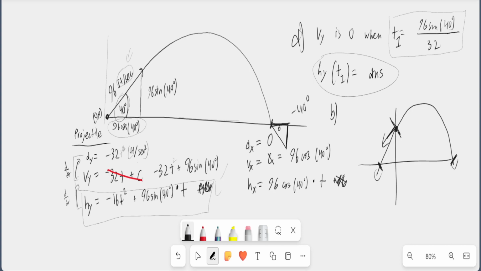Wait, so how do you know that equals negative 40? Okay, let me first explain what I'm about to explain, and then I'm going to go back to that. Is that okay? So, let's just say we get negative 40 degrees. You can do tangent inverse as well, and you'll get negative 40. And then you can do the Pythagorean theorem and get the magnitude of the vector, how fast it's going.